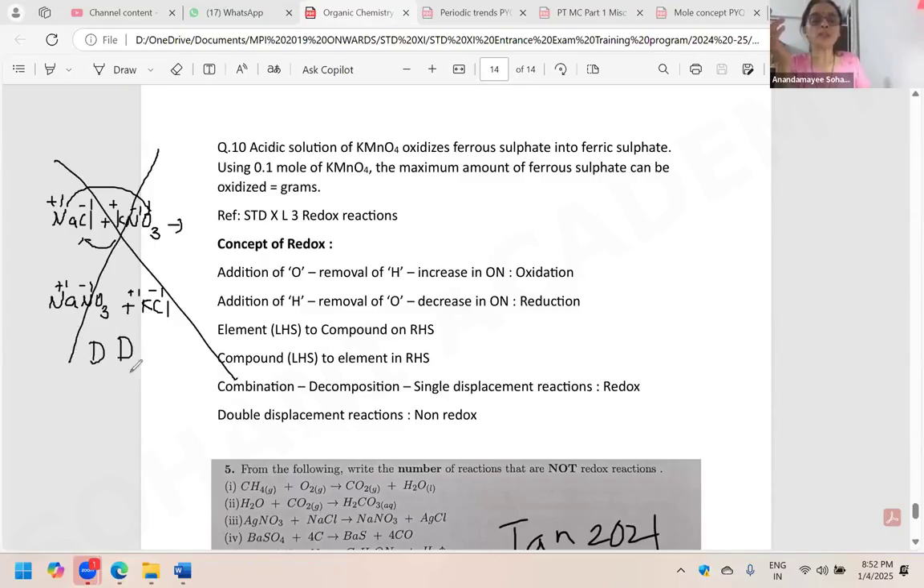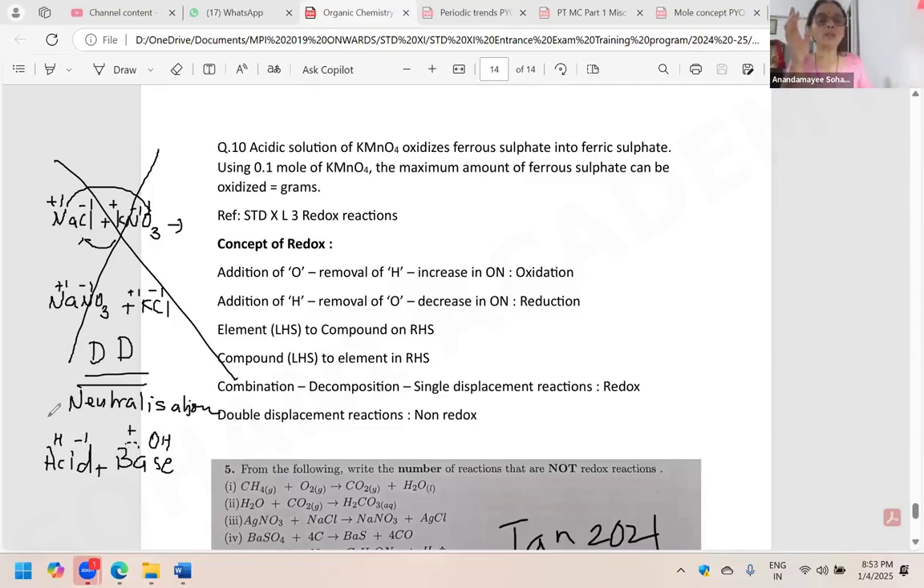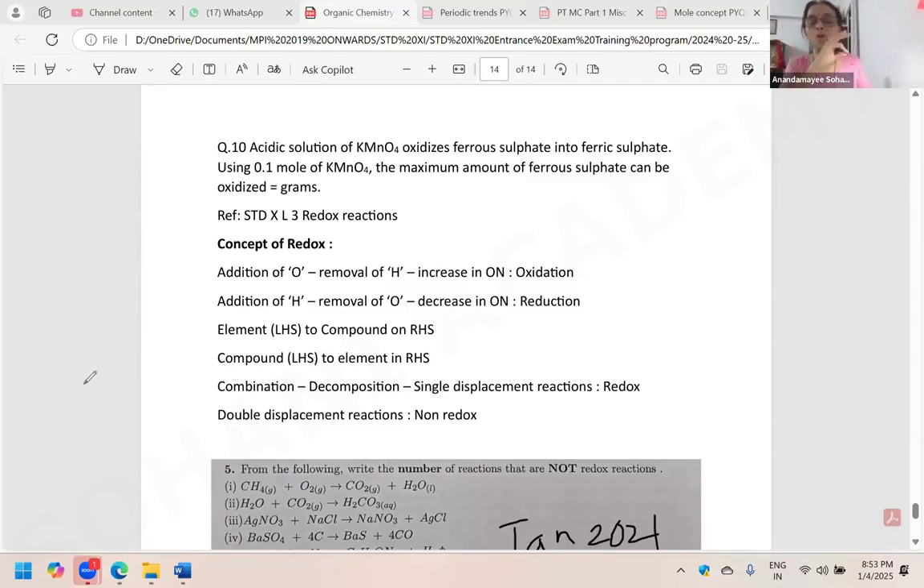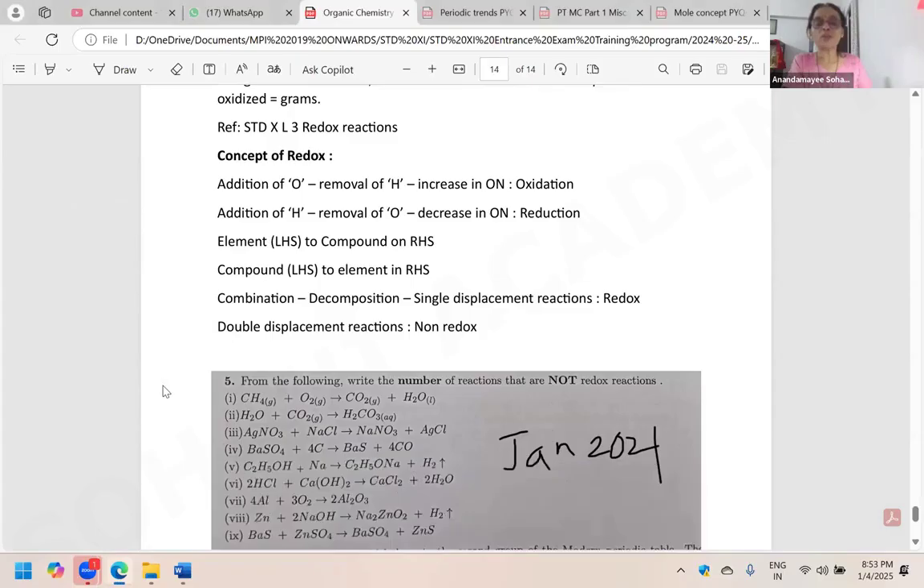All double decomposition reactions, and a neutralization reaction is a double decomposition reaction, where an acid and base are exchanging their hydrogen and oxygen to the remaining cation. The acid's H reacts with the base's OH, and the remaining cation and the remaining anion form a compound. So all neutralization reactions, all double decomposition reactions are non-redox reactions blindly. If it is a double decomposition reaction, it is a non-redox reaction. If it is a neutralization reaction, it is a non-redox reaction.